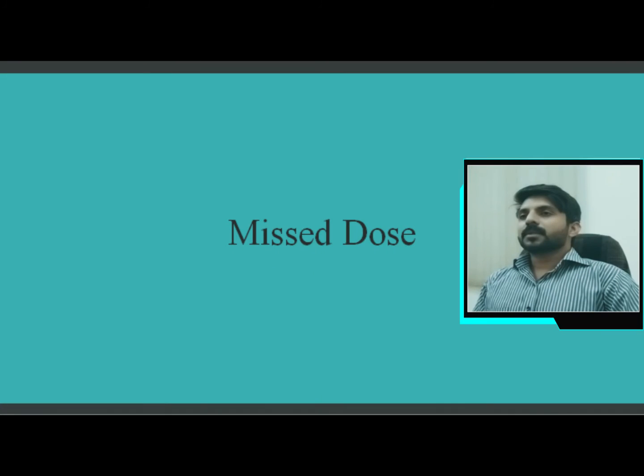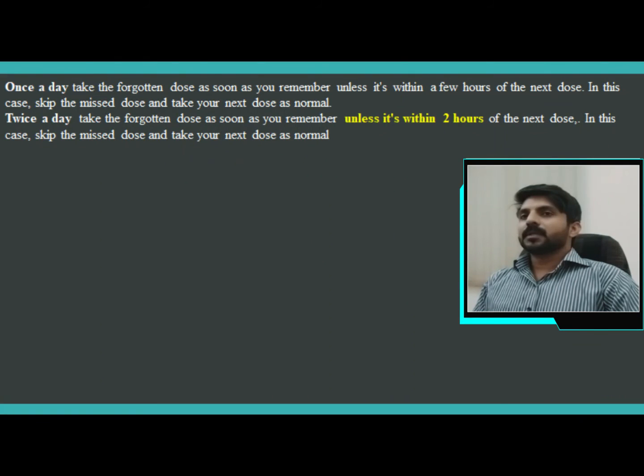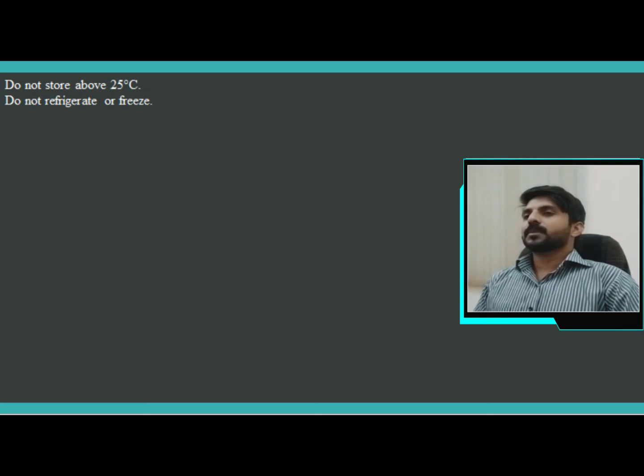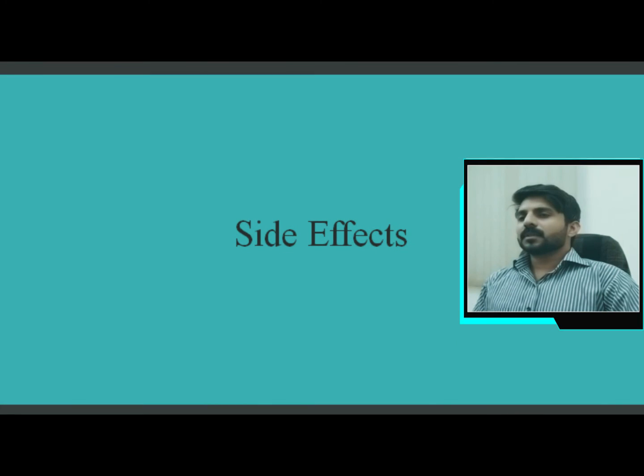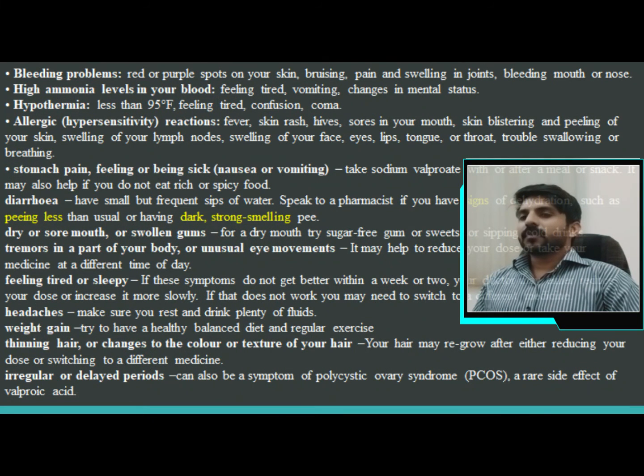If you have missed the dose and you are using an OD regime, and it's almost the time for the next dose, then take the next dose. And if you are using the BD regime and it is within 2 hours of the next dose, then skip the missed dose and take your next dose as normal. If you talk about the storage, this medication must be stored at 25 degrees centigrade and must not be refrigerated or frozen. There are different side effects of this medication which can be prevented by regime.